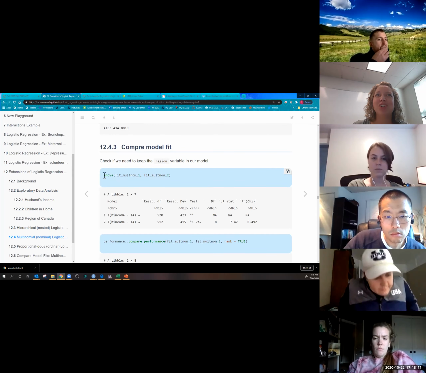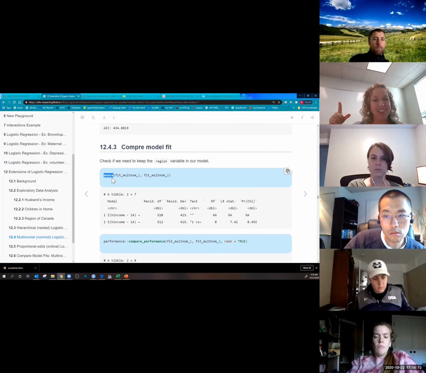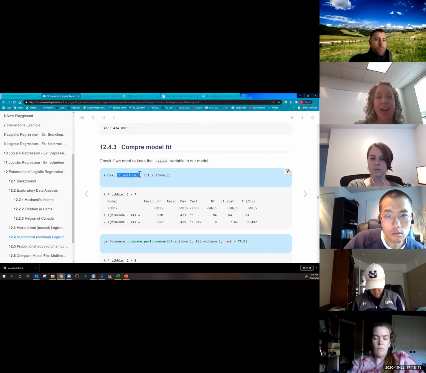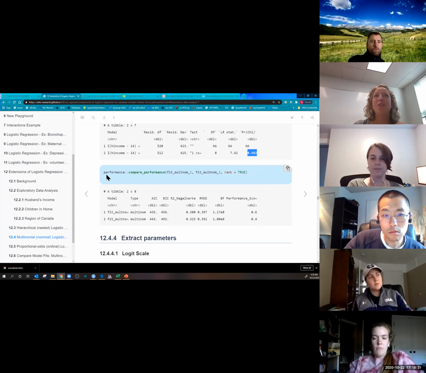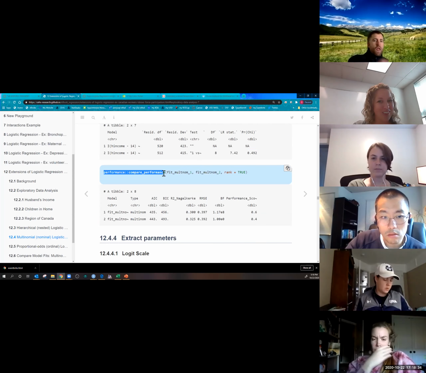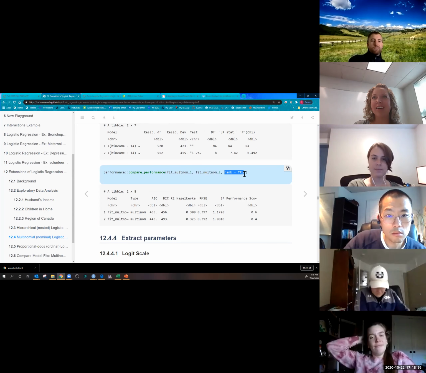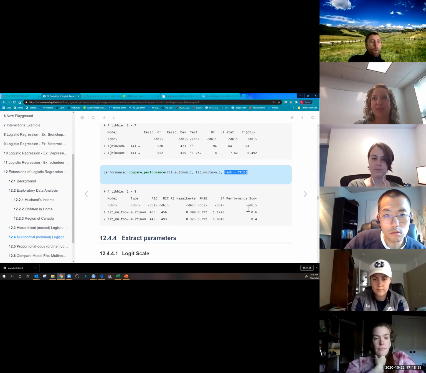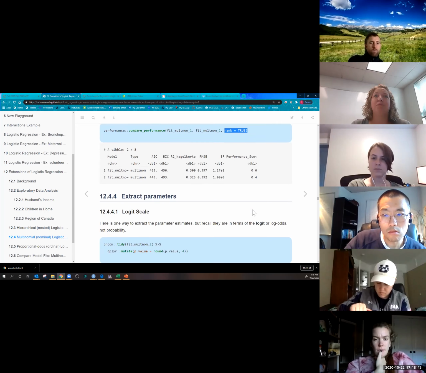Now you can do the ANOVA command to do a likelihood ratio test comparing nested models. So model 1 had the 2 predictors, children and husband's income with region. The second model dropped out region, and we can see, is region significant? Not significant. It didn't make it fit better. We can use the compare performance and rank them to see which one fits better as well. So everything we've already learned still applies here.